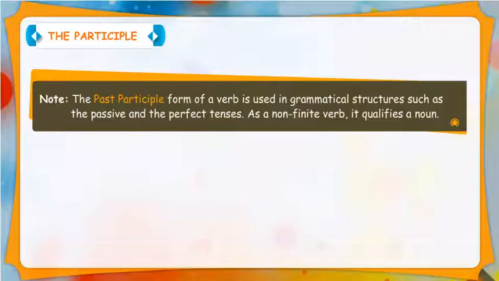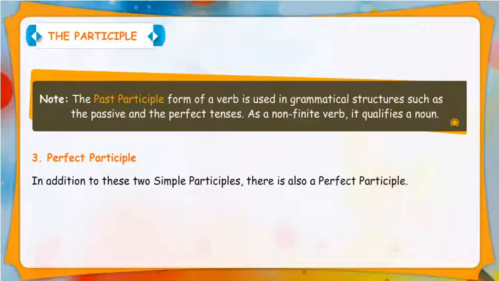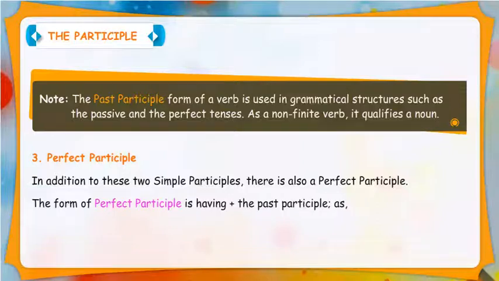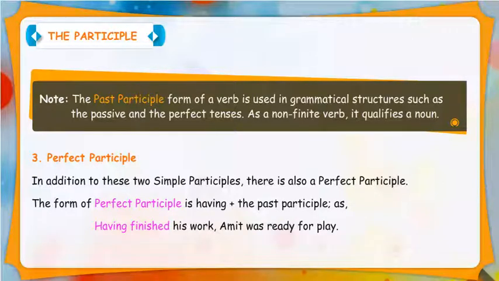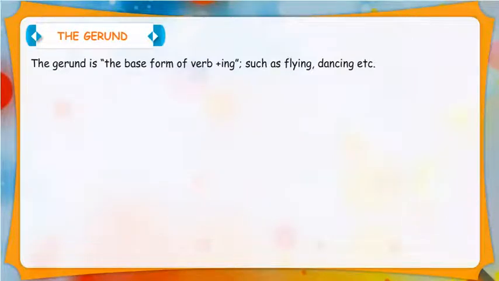Note: the past participle form of a verb is used in grammatical structures such as the passive and the perfect tenses. As a non-finite verb, it qualifies a noun. Perfect participle. In addition to these two simple participles, there is also a perfect participle. The form of perfect participle is having plus the past participle, as having finished his work, Amit was ready for play.